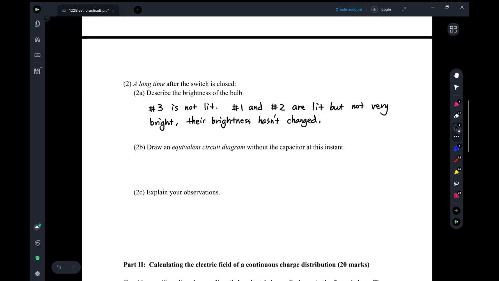Draw this diagram. Now there's no current to the capacitor, so we only have number 1 and number 2, and they are connected to the batteries.